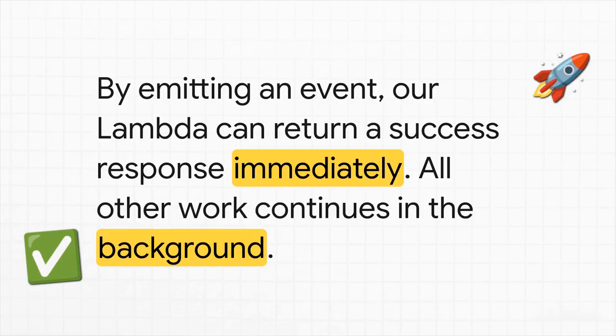The Lambda function still does the important stuff like writing to the database, but then it immediately fires off an event, something like user created, to a service like Amazon EventBridge. As soon as that event is sent, it returns a success message back to the user. The user's experience is now lightning fast, while all our other services can pick up that user-created event and handle the email, the search index, and the report all in the background.